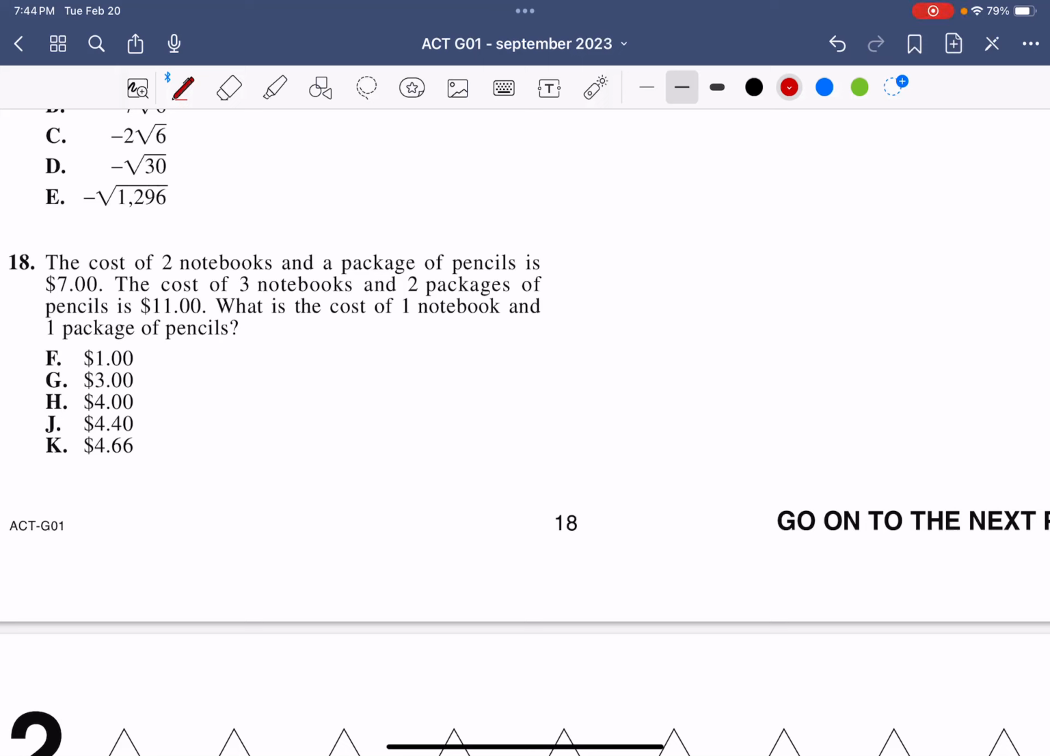Question 18. The cost of 2 notebooks and a package of pencils is $7. The cost of 3 notebooks and 2 packages of pencils is $11. What is the cost of 1 notebook and 1 package of pencils?